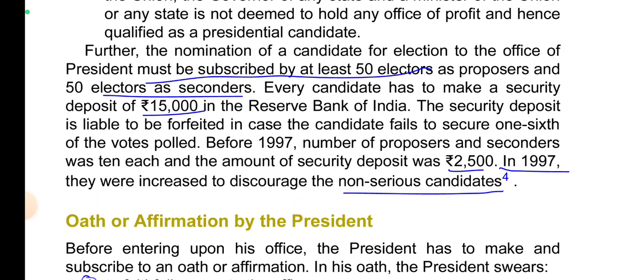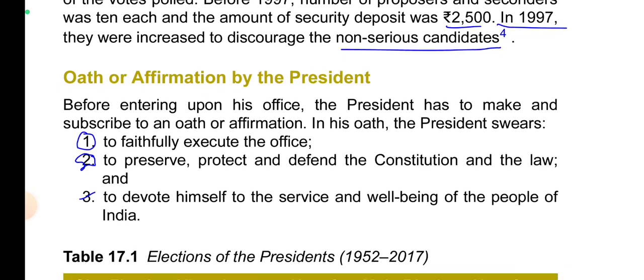But will 15,000 and 2,500 really discourage anyone?